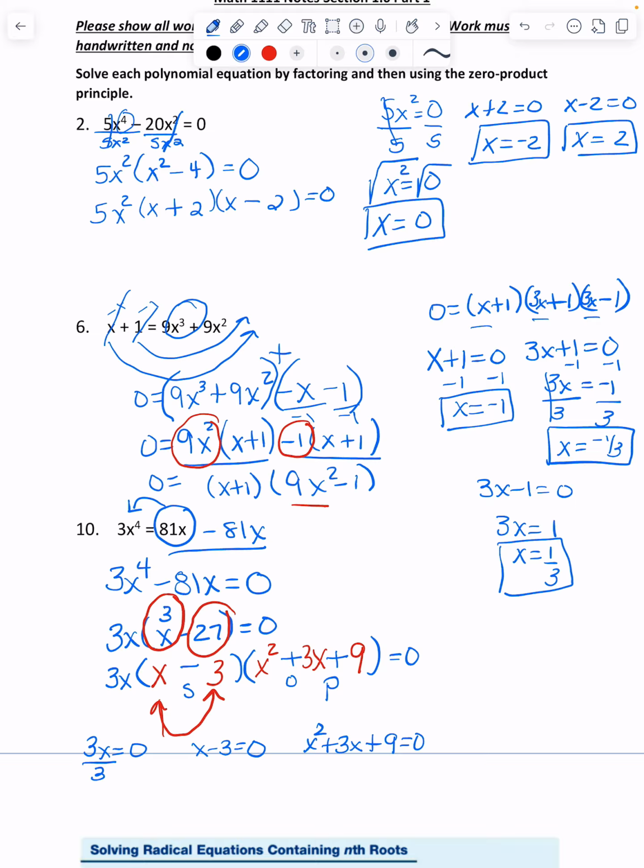So the first one is easy. One of my answers comes up to be 0 divided by 3, which is 0. Remember, it's okay if I have 0 in the numerator, but if I have 0 in the denominator, that fraction is undefined. I'm going to add 3 to both sides here, so my second answer is positive 3.